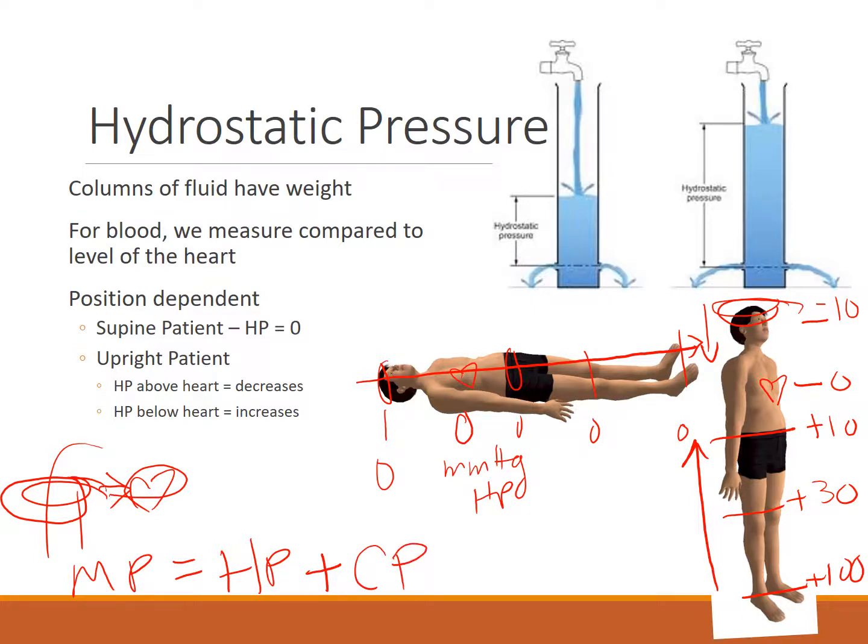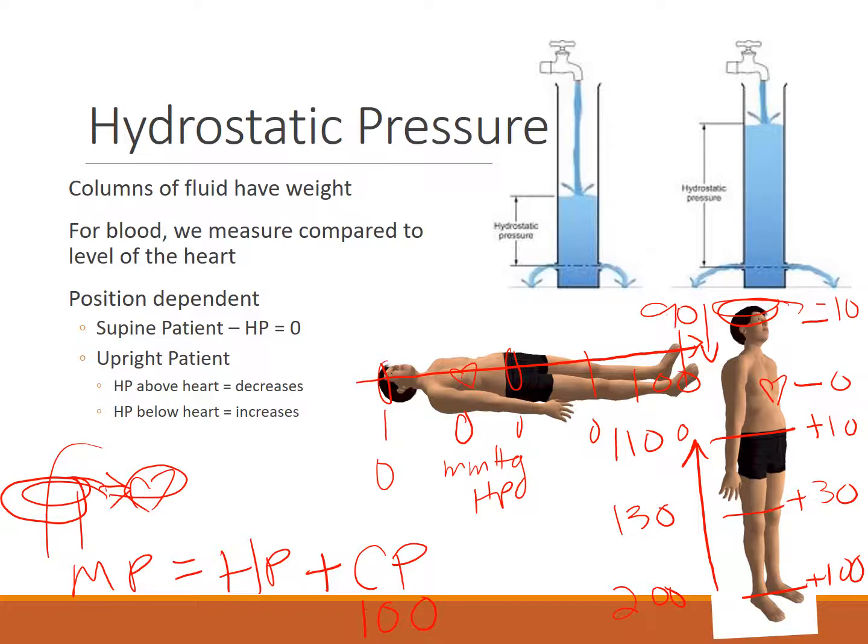So let's go back to our example of our standing up person. Say his circulatory pressure is 100, and we're just going to use the top number for this example. So his circulatory pressure is 100. At his feet, his measured pressure would be 200. At his knees, his measured pressure would be 130. At the waist, it would be 110. At the heart, it would be 100. And then at the head, it would actually be 90. And that is for this standing individual.